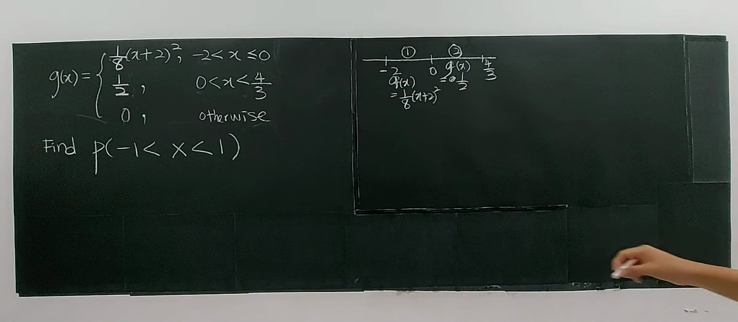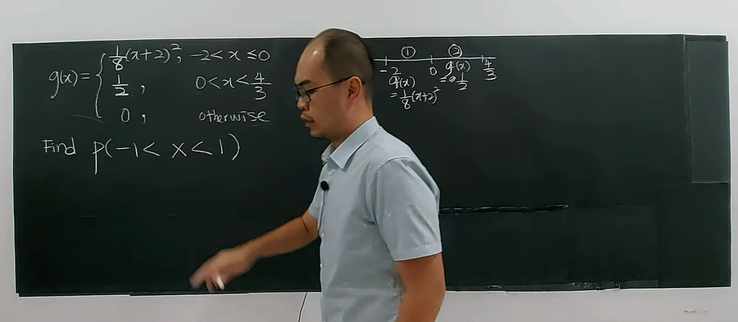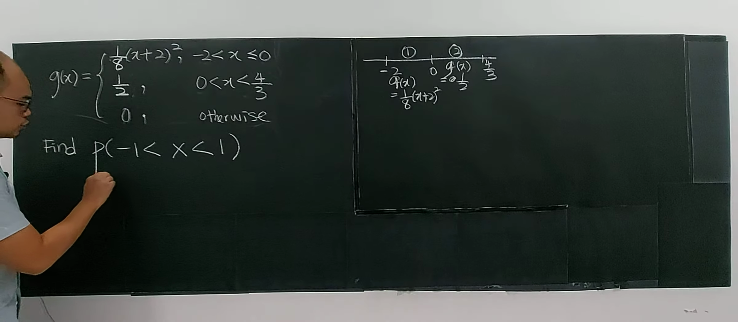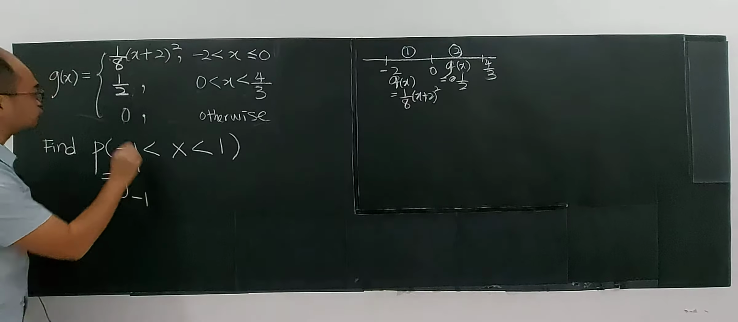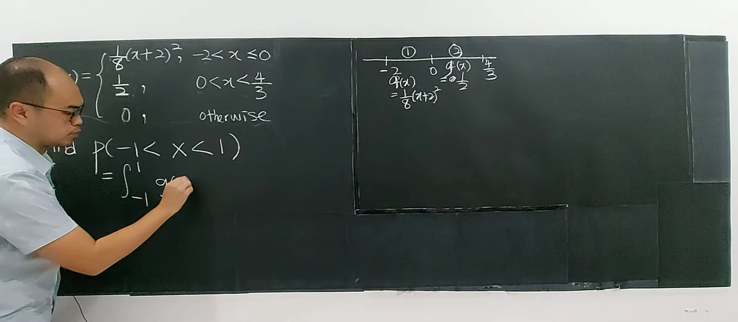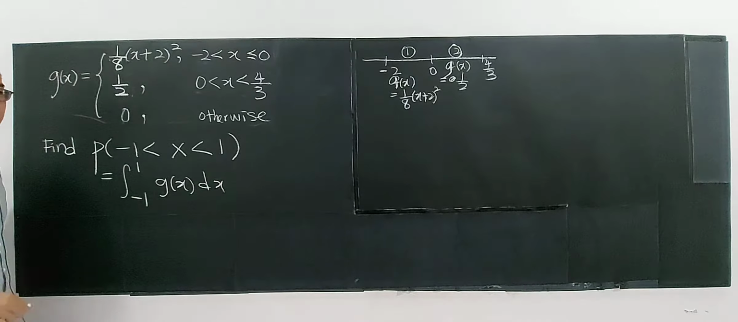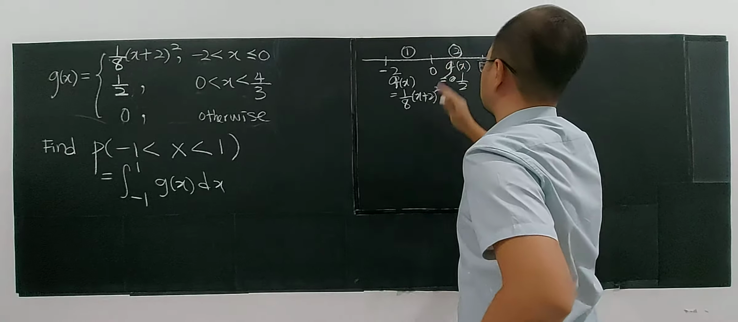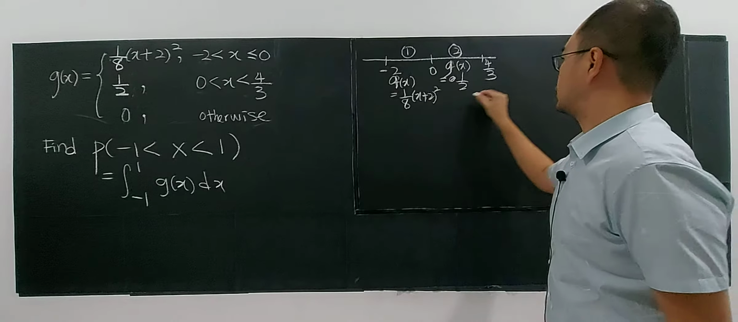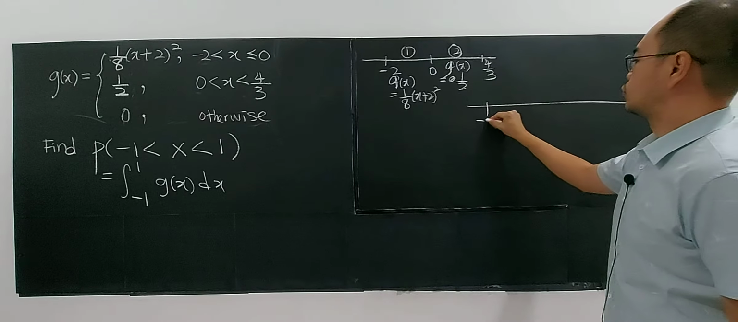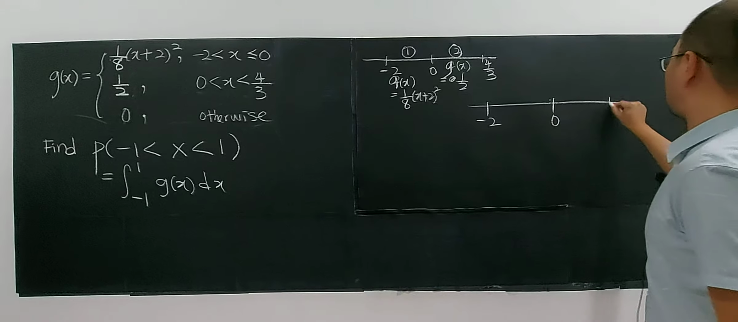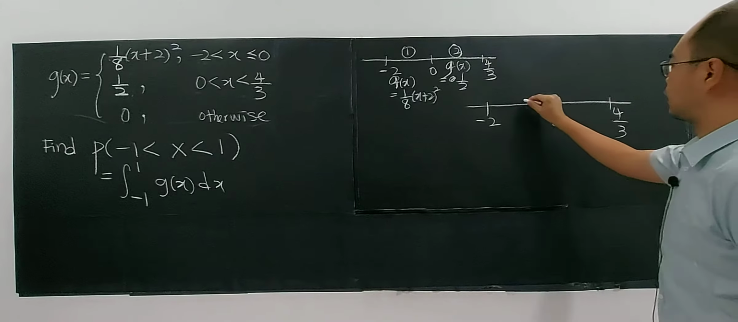So now, I want to find the probability of negative 1 up to 1. So I have to integrate this function from negative 1 up to 1, because it's a probability from negative 1 up to 1. But you have to understand, if I redraw this interval, from negative 2, 0, 4 over 3, negative 1 is here, so this is the region here, negative 1 up to 1.